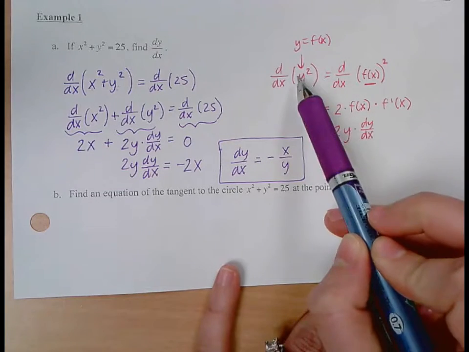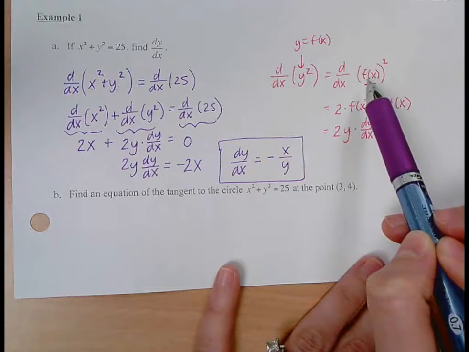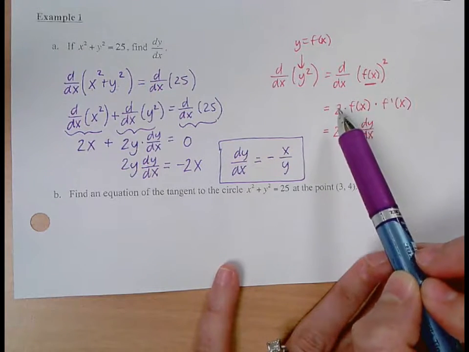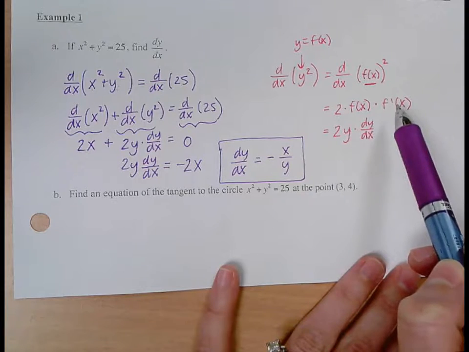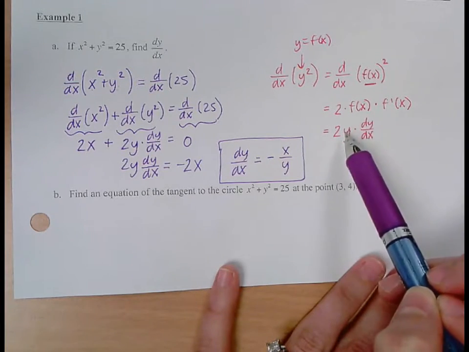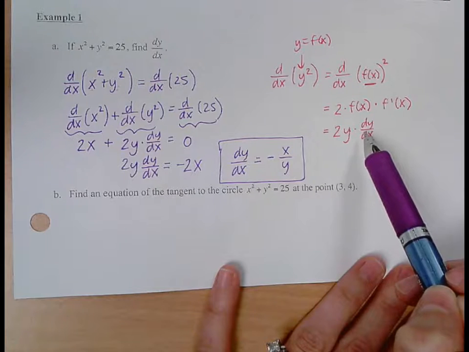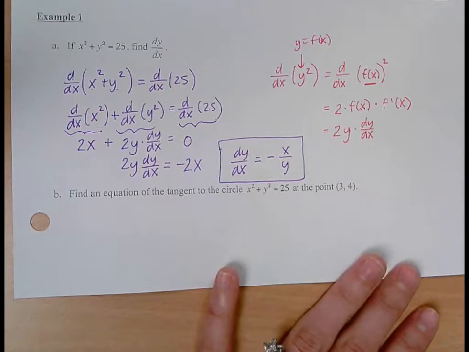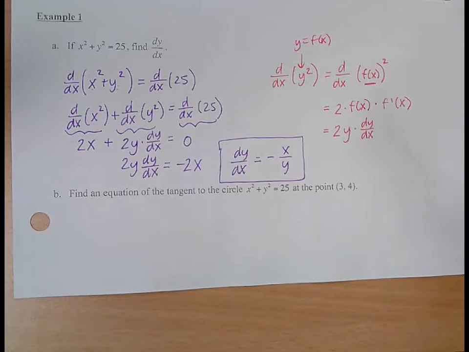So I had y squared, and I rewrote that as f of x squared. And then I used the chain rule to get 2 times f of x times f prime, and then changed f of x back to y, and f prime to the derivative of y with respect to x. So I went into function notation and back to y notation. I went into the f of x notation to help you understand why the chain rule is necessary, because that's your inside function. Does that answer your question?